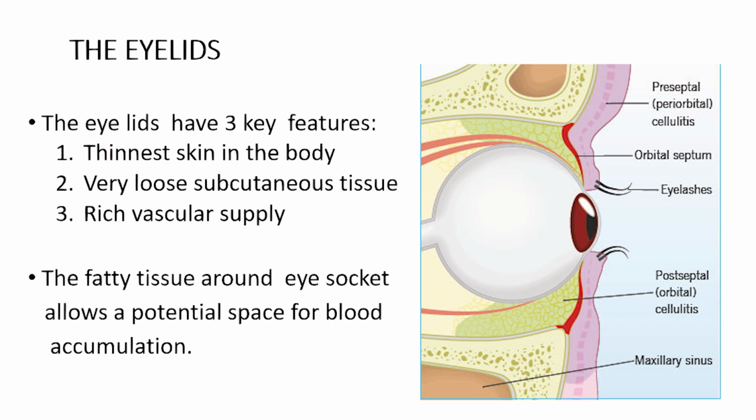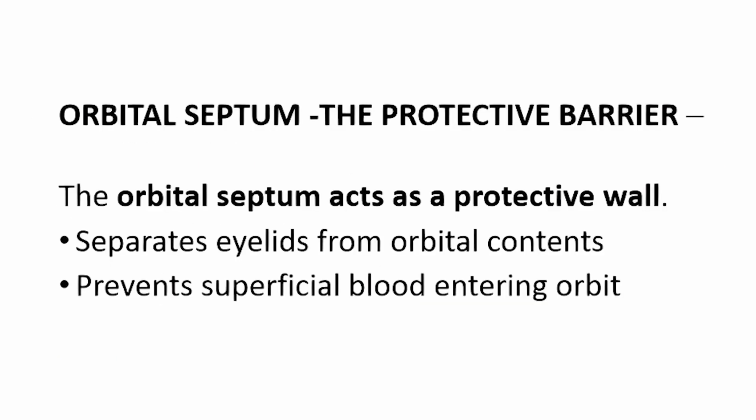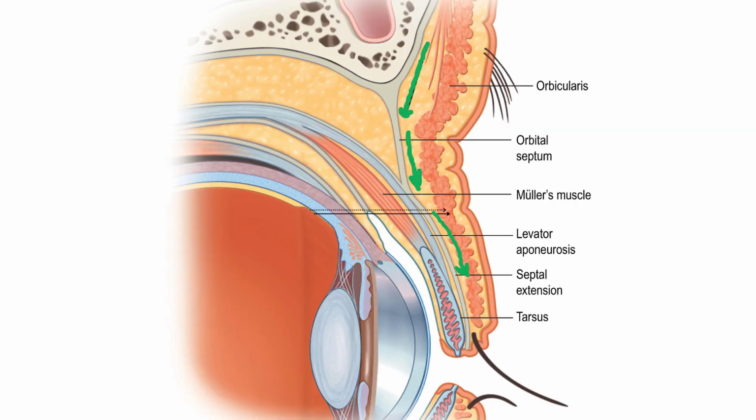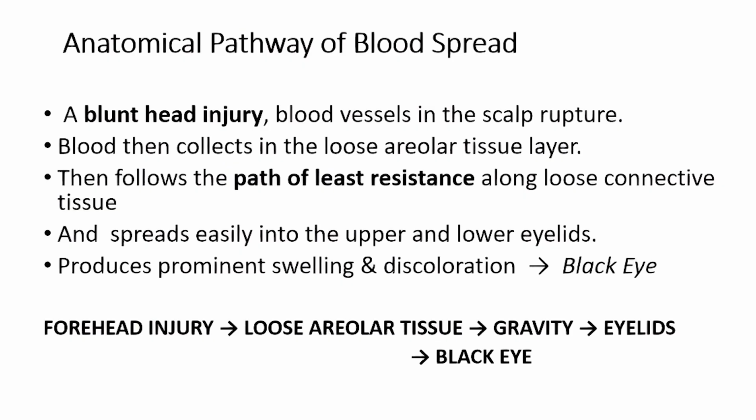The tissue beneath is loose and yielding, and the blood supply is rich. The fatty tissue around the eye socket allows a potential space for blood accumulation. The orbital septum separates the eyelid from the deeper orbital contents. So the blood from the scalp is spread forward into the eyelid and around the eye, but not into the orbit. Let's state the anatomical pathway which is followed by the blood.